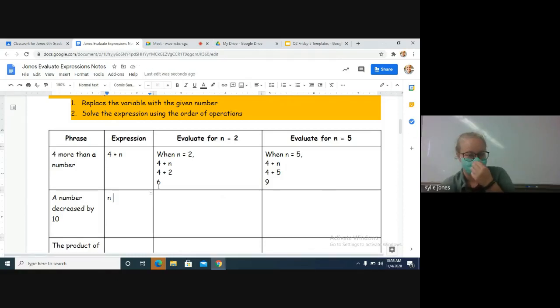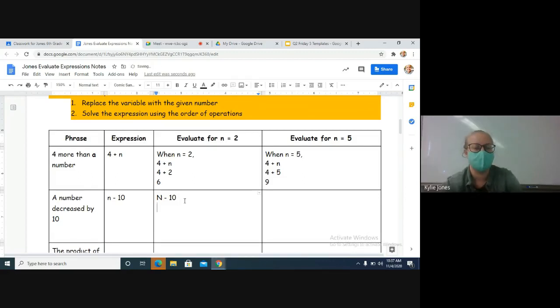So any number decreased by 10. We said decreased means subtract. How many am I subtracting from n? 10. A number decreased by 10. Yes, these are notes you'll keep. So then we have n minus 10. That's our expression. N minus 10. Like I said, it's okay if it's capital.